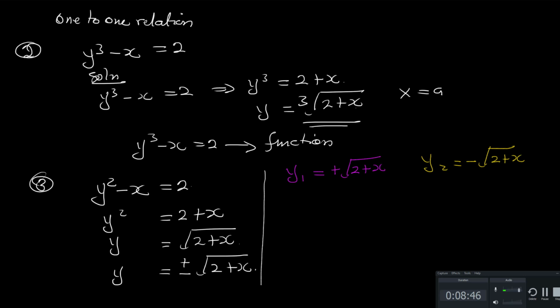So if we put in any one value of x, we are going to get two values for y. That is y1 and y2. But in the definition of functions, we have said that two pairs should not have the same first element.